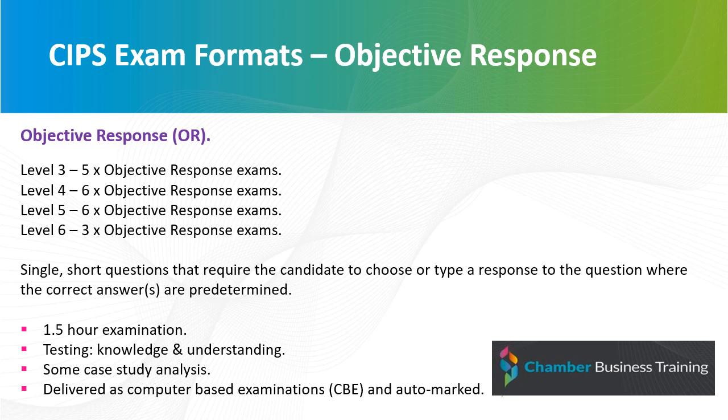To start, some brief information about the exam formats and the number of exams on the different levels. The first exam type is known as objective response. This is a multiple choice exam, and on level 3 there are 5 of them, level 4 there are 6 of them, at level 5 there is also 6 of them, and at level 6 there are 3 of them.